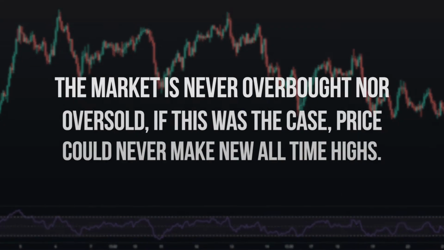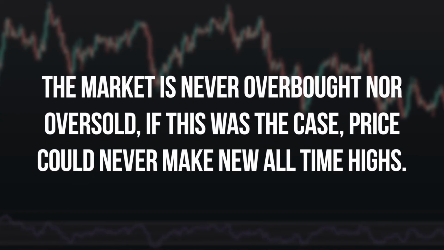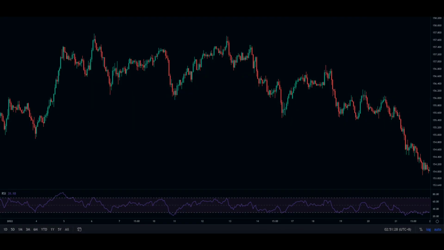However, the market is never overbought nor oversold. If this was the case, price could never make new all-time highs. If we really dissect the method of RSI, you'll see that it's actually showing overbought when price is approaching a previous swing point. I don't find the need to use RSI.